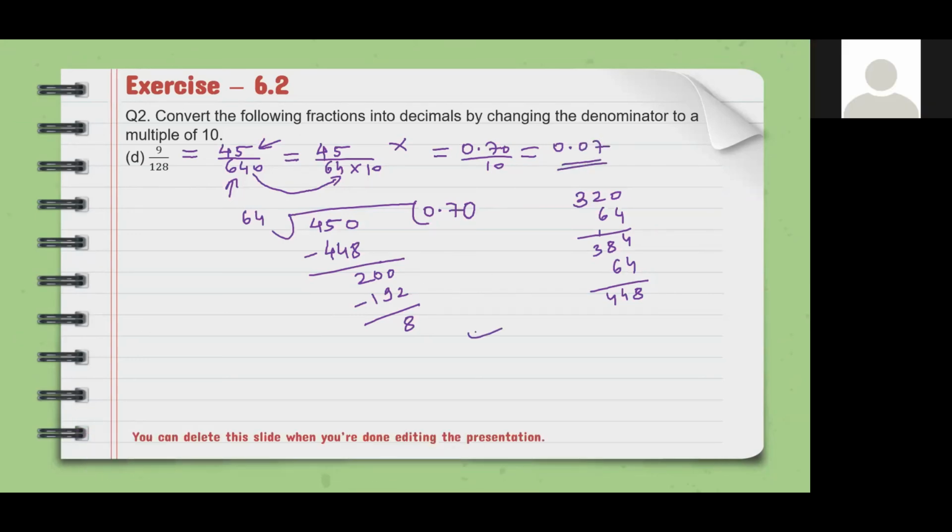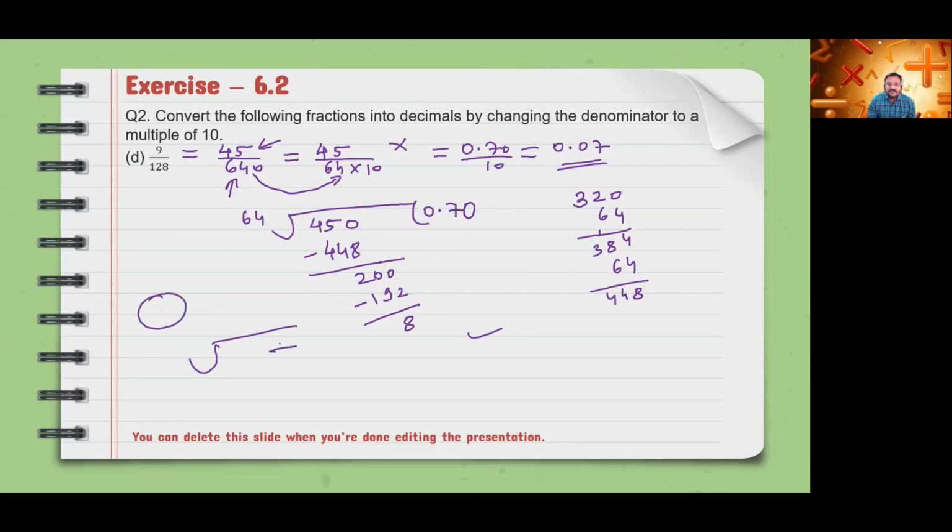0.07 is our answer. Always keep this thing in mind: the numerator value comes inside the division sign, and the denominator value comes outside. That is the divisor.